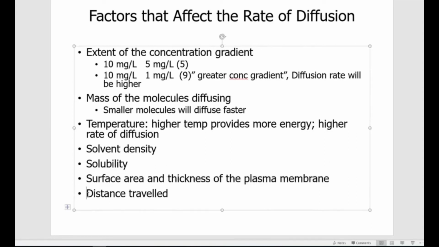Okay? Distance traveled, diffusion. Shorter distance, faster diffusion. And then longer distance, slower diffusion. And then shorter is the opposite, right? Faster.